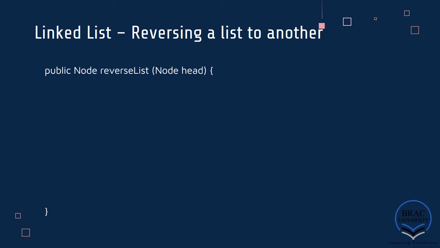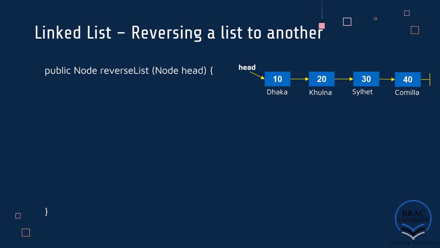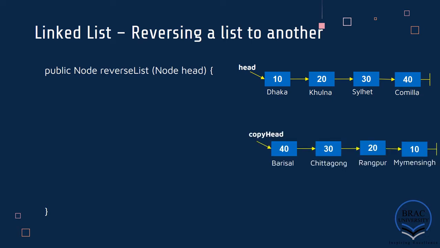Let's take a look at this example. Let's consider this list given here with Dhaka containing value 10, Khulna with value 20, Sylhet with 30 and Comilla with 40. What we want to do is create another list containing exactly the reverse elements. That is, it will have the 40 with Borishal, 30 in Chittagong, 20 in Rangpur, and 10 in Mymensingh. So basically we have a simple list containing the elements in reverse order.